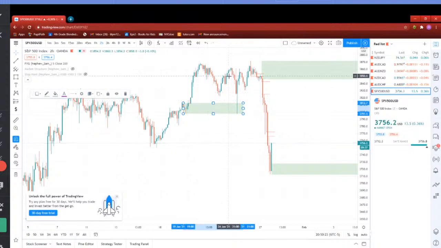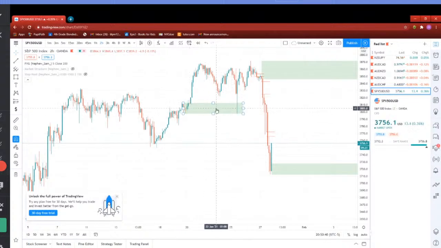But they knocked them out right there, didn't they? You can see that green wick on the bottom, that's where they collected it. I want you to think of it like this. So you're thinking supply and demand, right? I'm talking about order blocks.